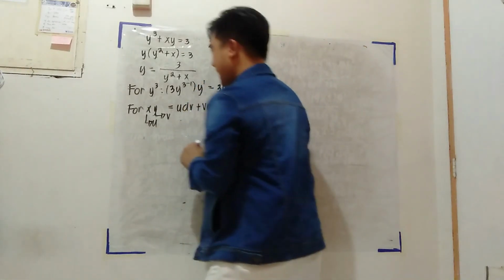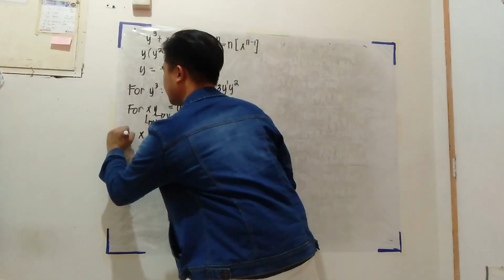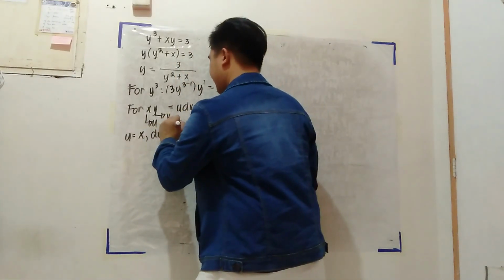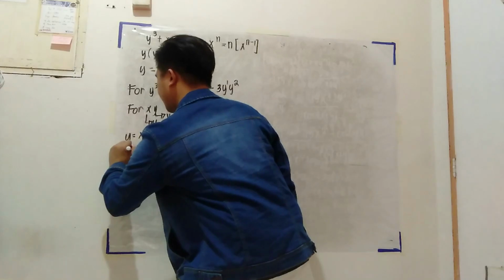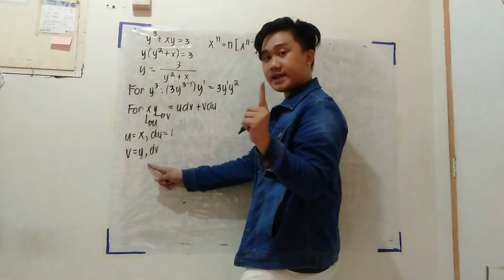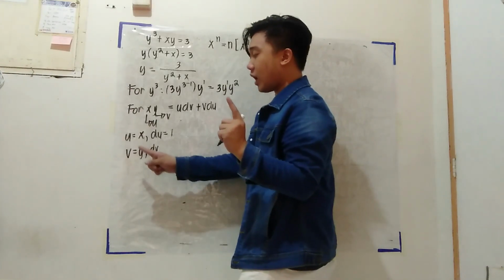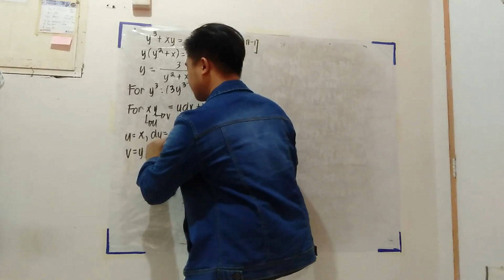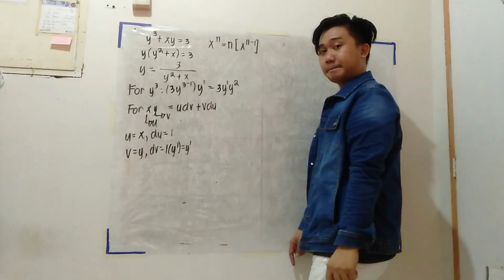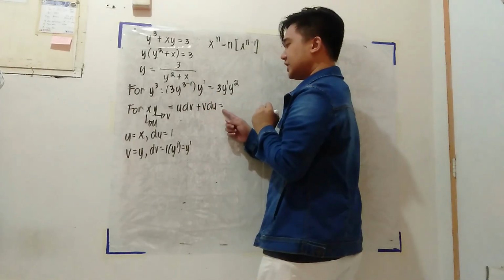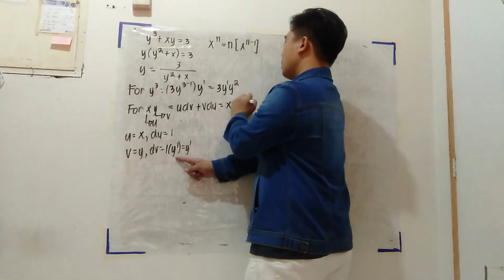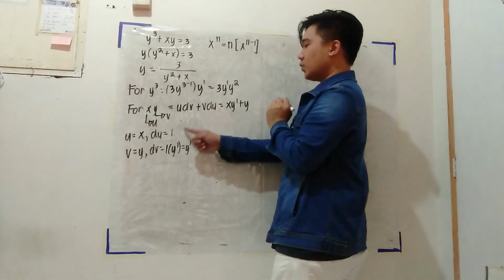So, your x is your u. So, u is equal to x. Du is equal to 1. And then, your v is equal to y. At anong derivative ng y? 1. And then, dinifferentiate ko ang y, lagyan ko ng y prime. So, 1 times y prime, or simply, your dv is y prime. So, u dv plus v du. So, x y prime plus y times derivative of u, which is 1.